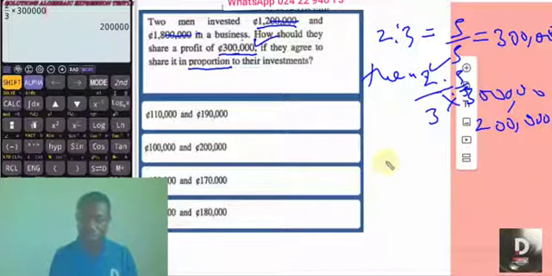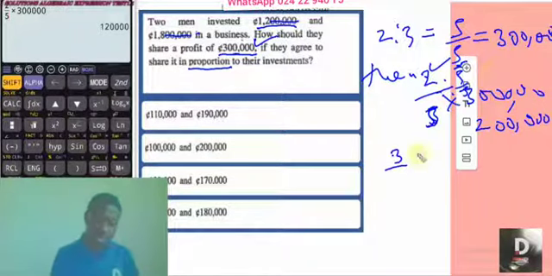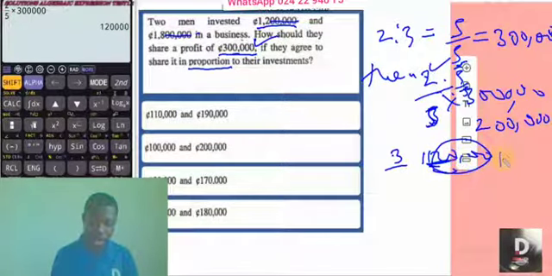Second man is what? 3 out of, it's out of 5. Sorry for that. It's 3 out of 5. Because the total fraction is what? 5. Are you okay? Total ratio is 5. So 3 out of 5. So don't clear everything. Just move there with your back arrow and put the right key there. It gives me what? 120,000. So 120,000 for the first man.